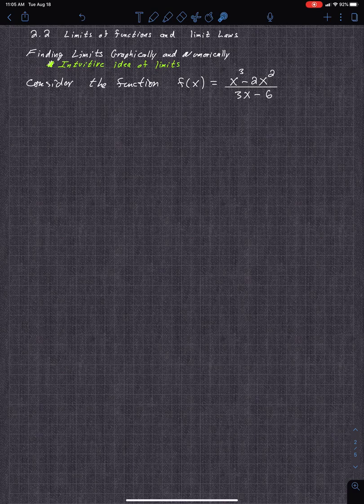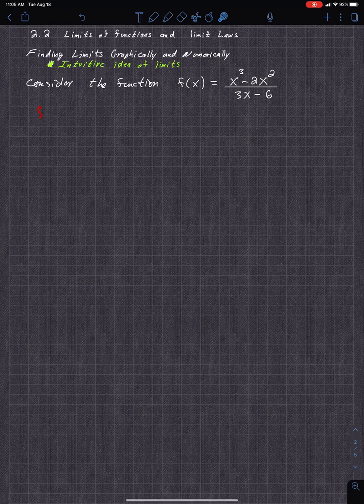Now you may be able to recognize you could factor the 3 out of the denominator, and then factor an x squared out of the numerator and be able to simplify it. But as it sits, we still have an issue at a certain number. So what number is that? Here's what we want to look at.